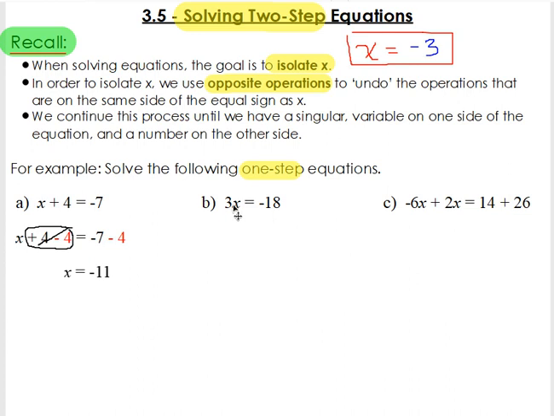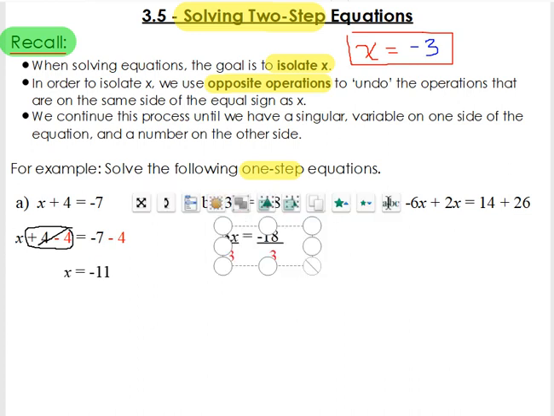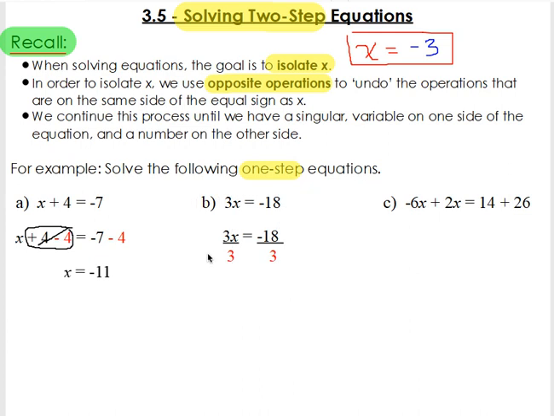In order to get rid of the multiplying 3, we're going to have to divide by 3. So we're going to divide each side of the equation by 3. That means we're dividing the left side and the right side both by 3. And what happens is this multiplying 3 cancels with this dividing 3. So all we're left with on the left side is x, and negative 18 divided by 3.